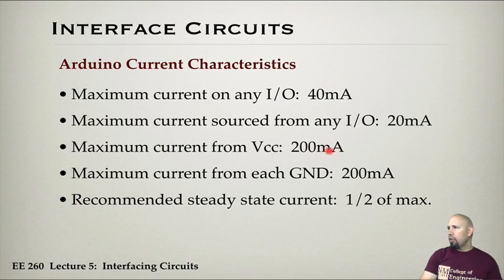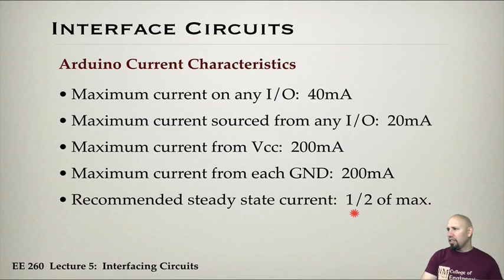So the maximum current you can get from the supply voltage: if you draw more than 200 milliamps, that sounds like a lot, especially when we're talking about numbers like this. If you try to draw more than 200 milliamps from your supply voltage, you will fry your Arduino. Okay, not a good plan. Maximum current from each ground, 200 milliamps. Notice that there are 2 ground pins, and because of that, altogether you can actually get 400 milliamps if you take both into account.